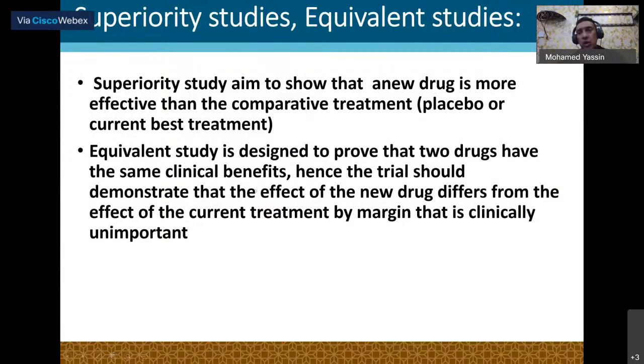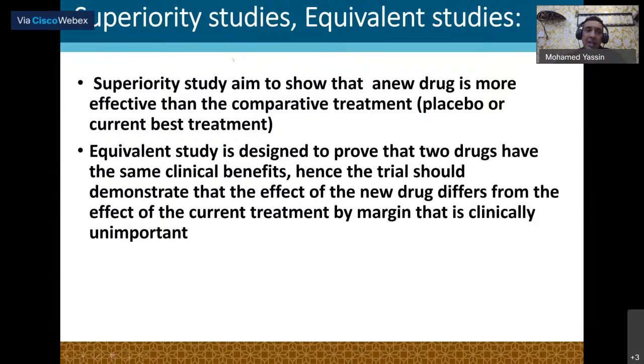Other ways of describing clinical trials is defining them by superiority, equivalence, and non-inferiority. Just to make it simple for you, if I told you that I am superior to you, what does this mean? It means I believe, and I have evidence, that I am much better than you. If I told you I am equivalent to you, this means I am as good as you. And if I told you I am not inferior to you, this means at least I am as good as you. I can do as good as you do.